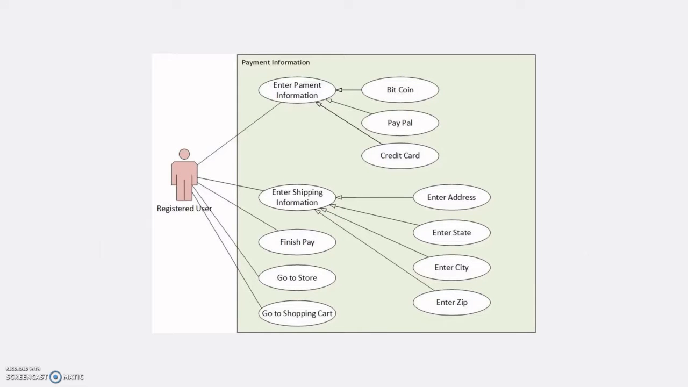Here's the use case for the payment information. The registered user can enter payment information, enter shipping information, finish pay, go to the store, and go to the shopping cart. Enter payment information generalizes Bitcoin, PayPal, and credit card information. And enter shipping information generalizes enter address, enter state, enter city, and enter zip.